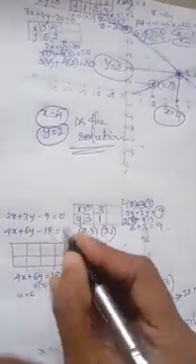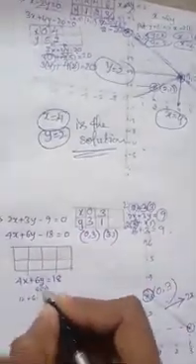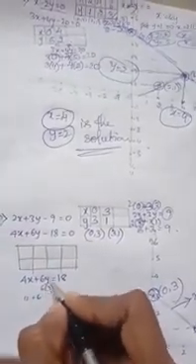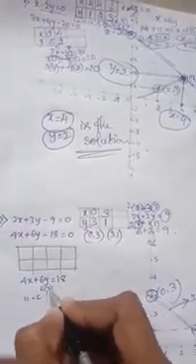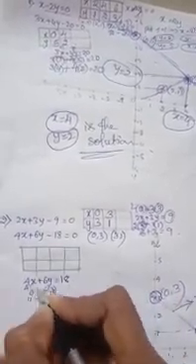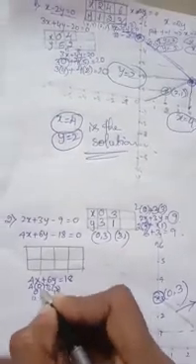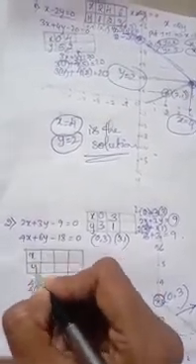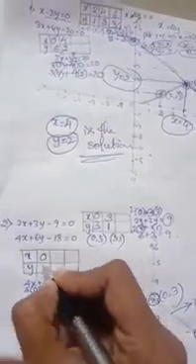4x plus 6y is equal to 18. 18 is a perfect multiple of 6. Therefore, 6 3s are 18. 18 plus 0, we get 18. 4 into 0, 4 zeros are 0, plus 6 3s are 18. Therefore, the value of x is 0. The value of y is 3. 0, 3 is one of the points.